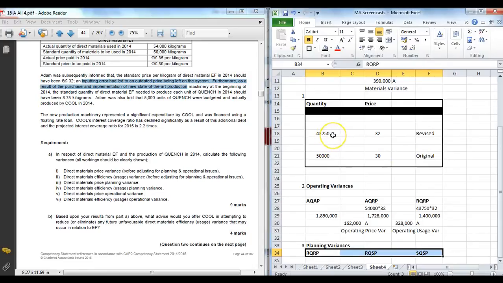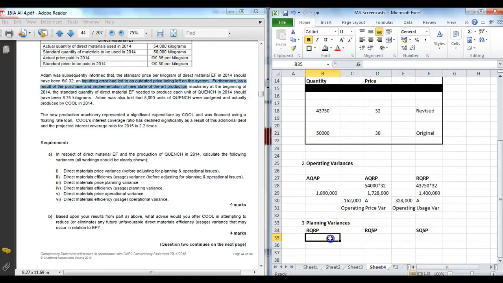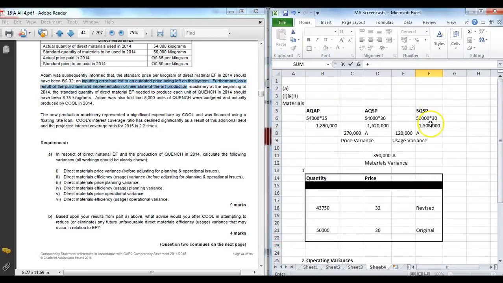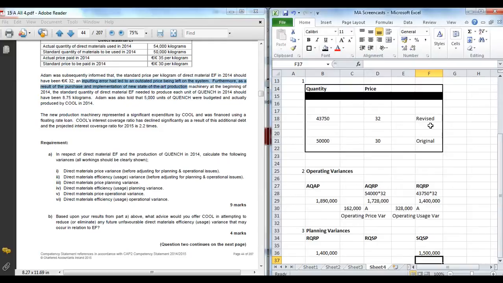The revised are in the middle, so they obviously overlap both. And we're now looking for what's RQRP. So again, don't forget you have some of this done already. RQRP is done from above. And likewise, SQSP is also done. Remember, we've done that initially of 1.5 million. So again, it will take a bit of time, but you'll realize a lot of the stuff will be overlap from work you've already done. The final one we haven't done is RQSP.